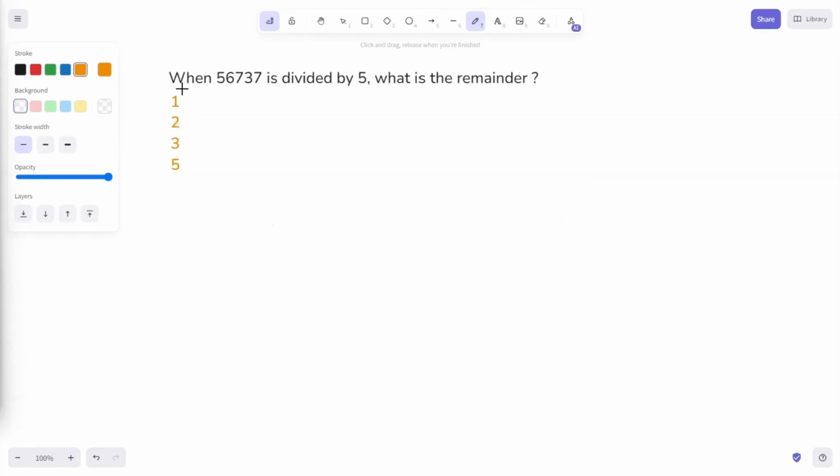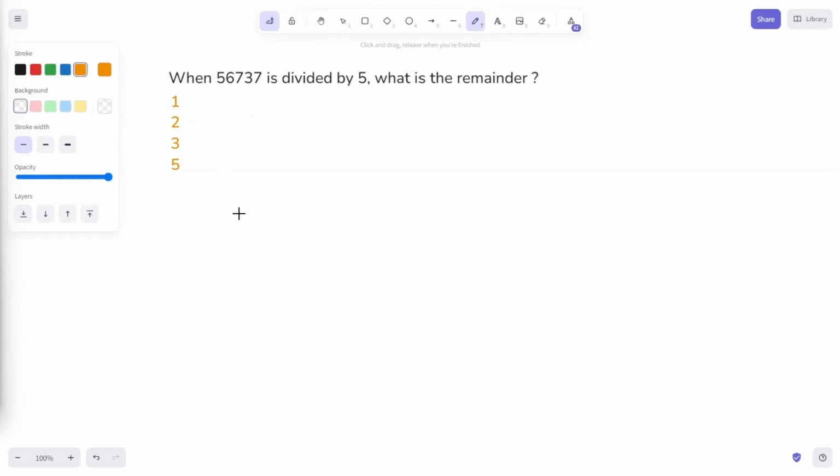So as you can see, this is our question. When 56737 is divided by 5, what is the remainder? Okay. And our options are 1, 2, 3, 5. So we do not need to completely divide this number, because it will take our time.